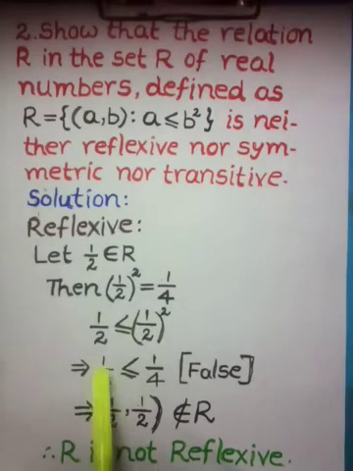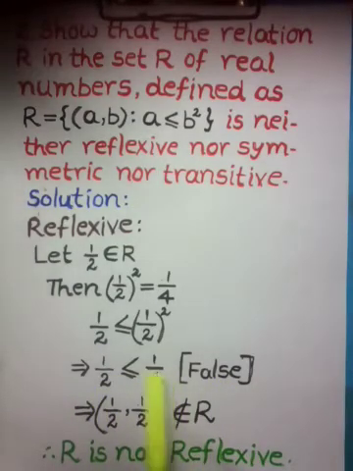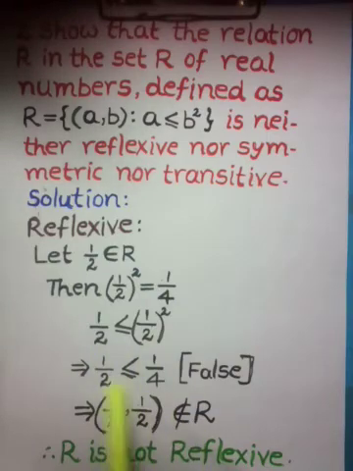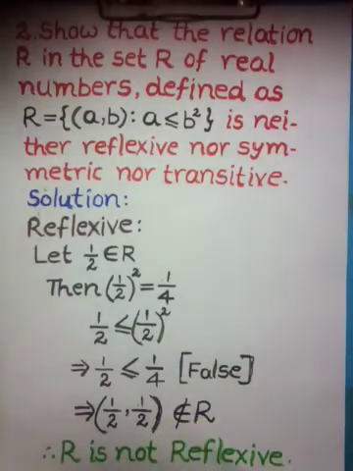This implies 1/2 is less than or equal to 1/4. But this statement is false. If we get a true statement, we can say that the ordered pair belongs to R. But here we are getting a false statement. This implies that the ordered pair (1/2, 1/2) does not belong to R. Therefore, we can say that R is not reflexive. Understood, my dear children? Right.